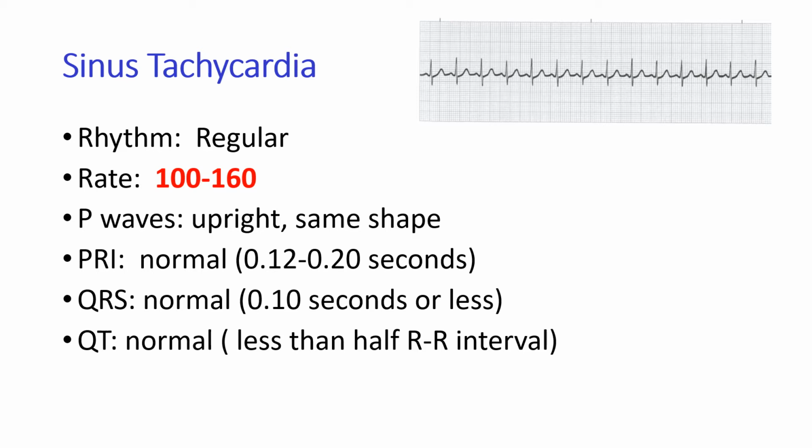But in sinus tach, your rhythm is regular. Your rate is over 100. Anytime you have any rhythm where the heart rate is greater than 100, we put on the word tachycardia. Usually sinus tach is between 100 and 160, usually not much more than 150. P waves are upright. They all look the same, identifying that the SA node was firing. Your PRI is normal, your QRS is normal, and your QT is normal, less than half the R to R interval.